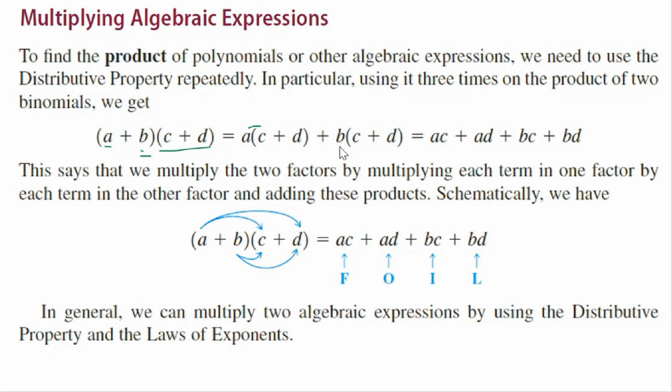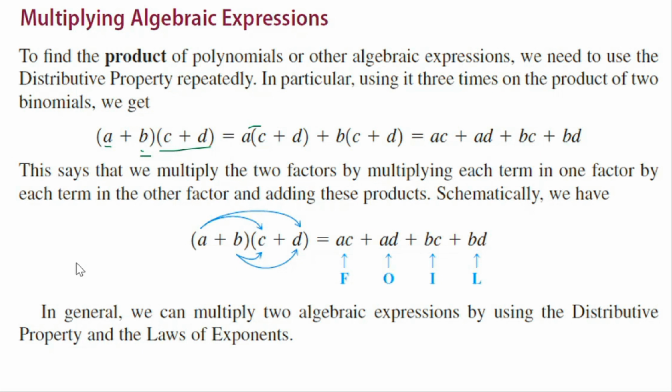So we have moved on to the next term. B times C is positive BC because they are the same positive, and positive D times positive D, we have positive BD. This says that we multiply the two factors by multiplying each term in one factor by each term in the other factor and adding these products.